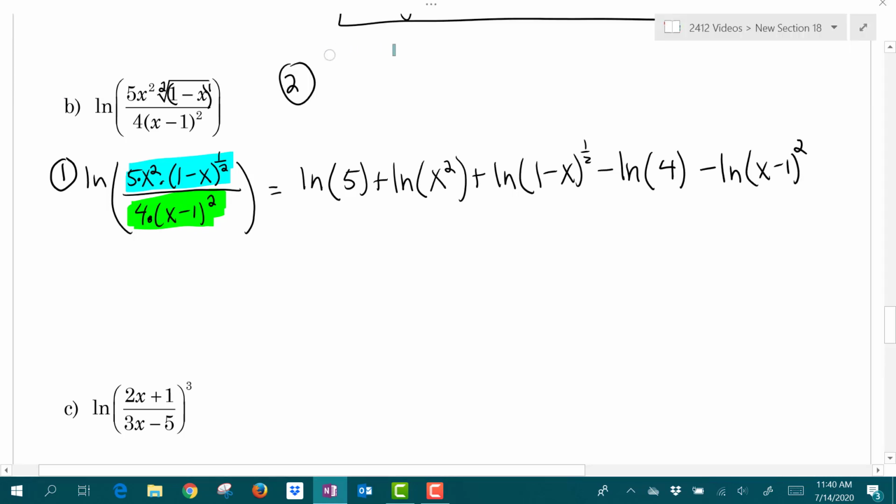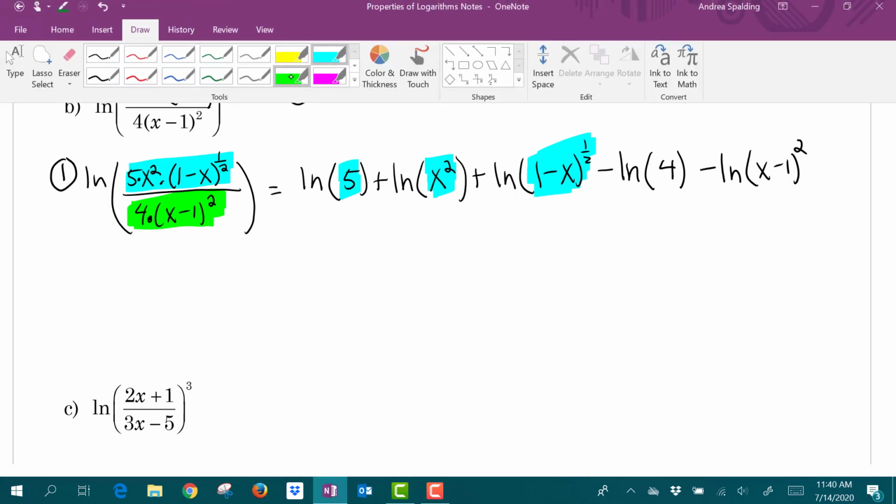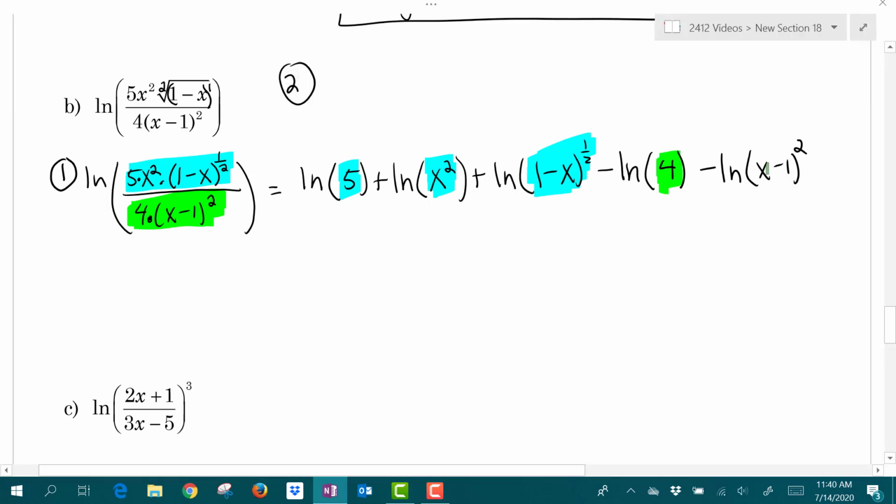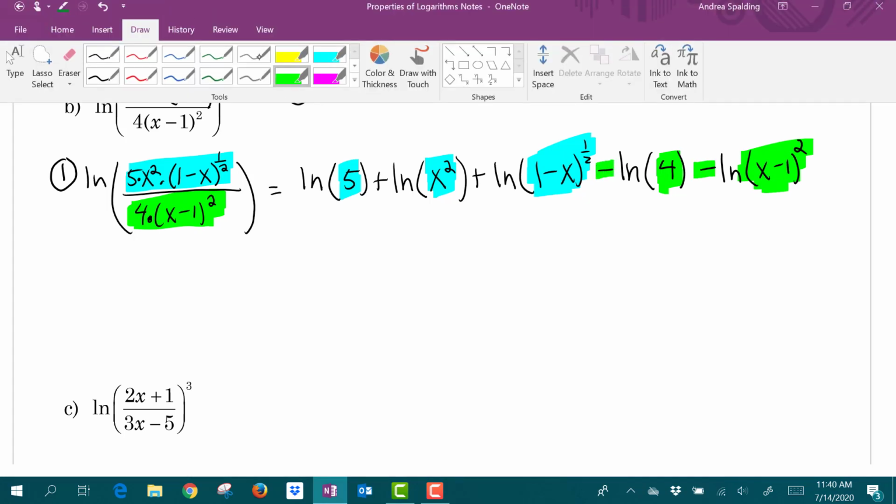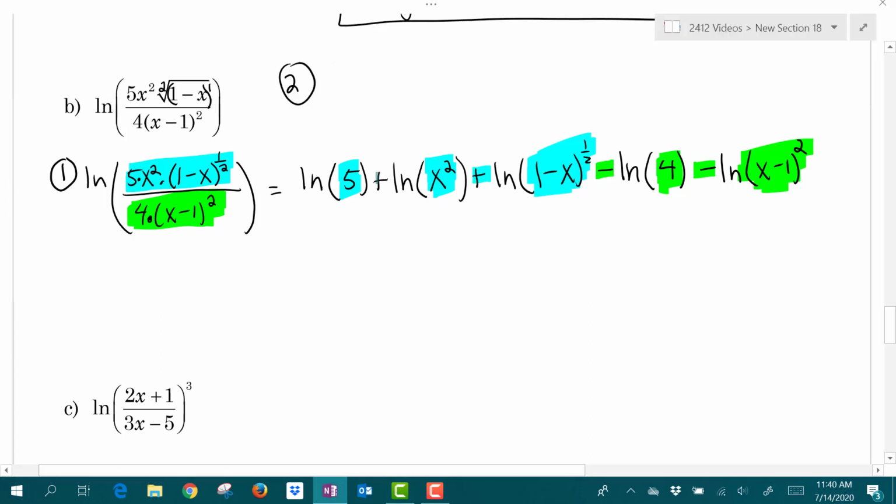Alright, so everything at the top of the fraction went into a positive log. Everything at the bottom of the fraction that was multiplied together went into its own negative log. So we're going to pay attention to those signs that are out front of each one of those logs.